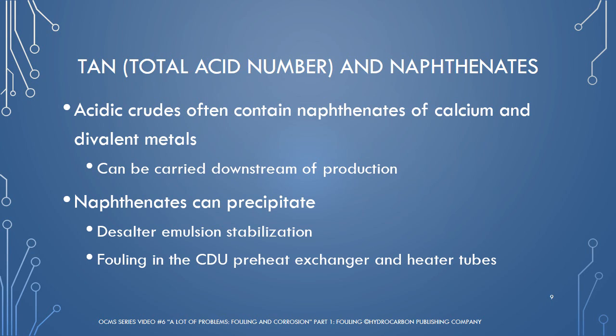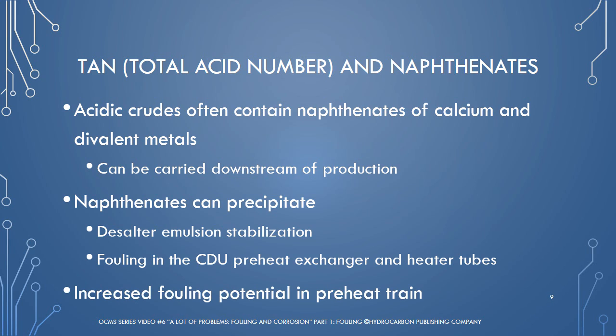exchanger and heater tubes. When calcium naphthenates increase oil conductivity and decrease desalter voltage, this increases the fouling potential in the preheat train, which can lead to carryover of water into the atmospheric distillation unit.